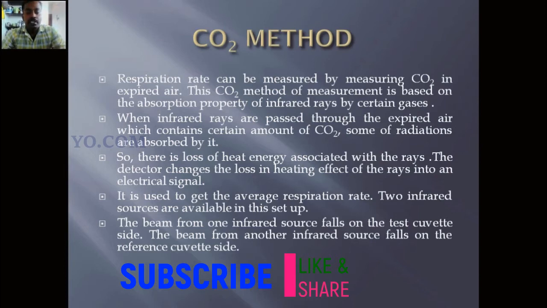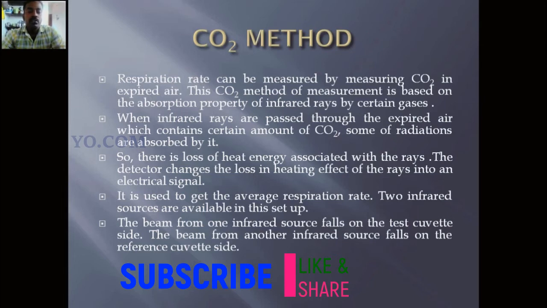Actually, the expired air has some heat. Already, in the thermistor method, the respiration rate is measured depending on the temperature of inspired air and expired air. In the same way, here there is a loss of heat energy associated with the rays. The detector changes the loss in heating effect of rays into an electrical signal. It is used to get the average respiration rate.